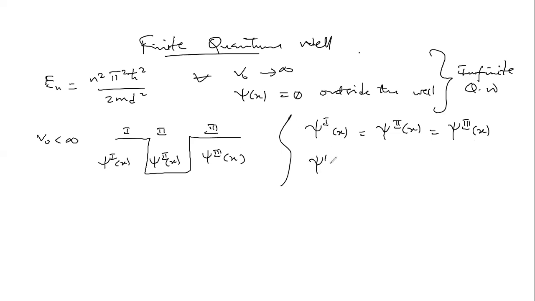And the first derivative of the wave function in the first region is the same as the first derivative of the wave function in the second region, is the same as the first derivative of the wave function in the third region, okay? And to achieve the boundary condition, the solution of the Schrodinger equation will follow directly. Okay?